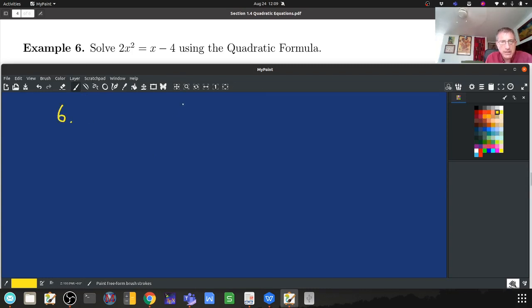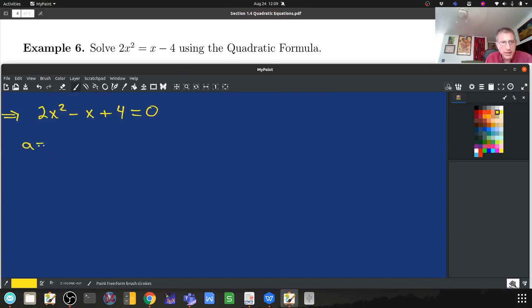So let's go ahead and solve this one using the quadratic formula. 2x squared is equal to x minus 4. So I have to get it into the form that I can use. Everything has to be on one side and 0 on the other. So x moves over and becomes minus x. 4 moves over and becomes 4. And we're going to solve this using the quadratic formula.